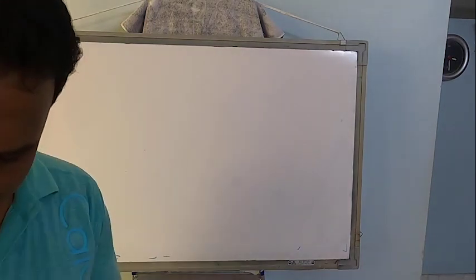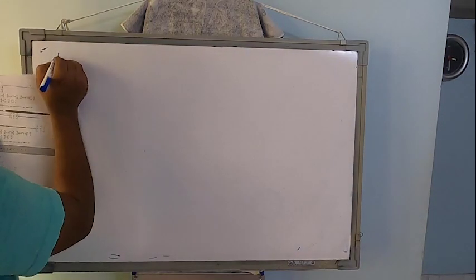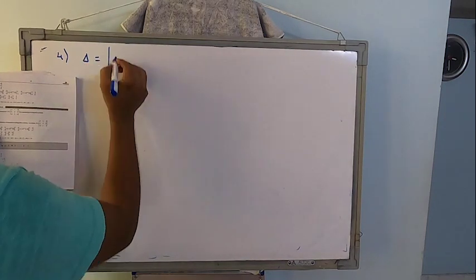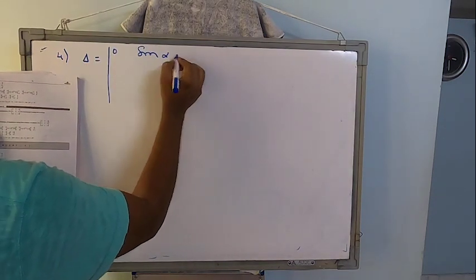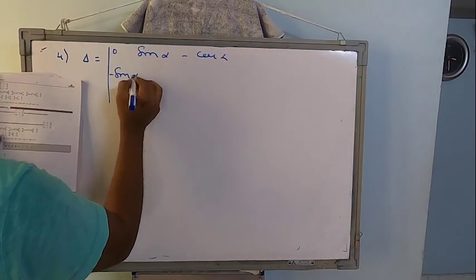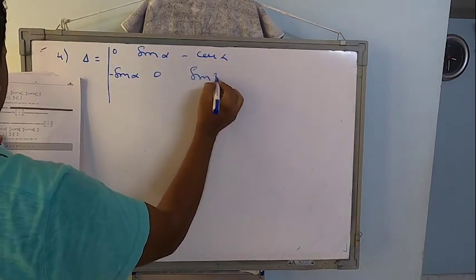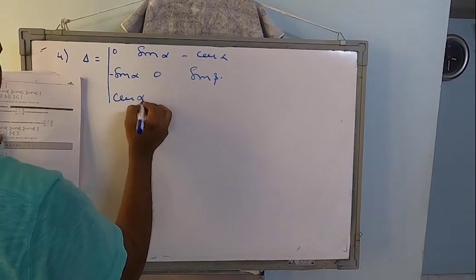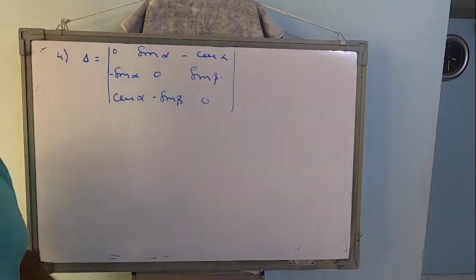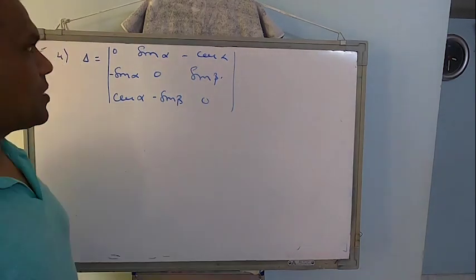Let me explain the next example. Evaluate delta, which is given as the determinant with rows 0, sin alpha, minus cos alpha; minus sin alpha, 0, sin beta; cos alpha, minus sin beta, 0. Fine, students? Now just look at here.